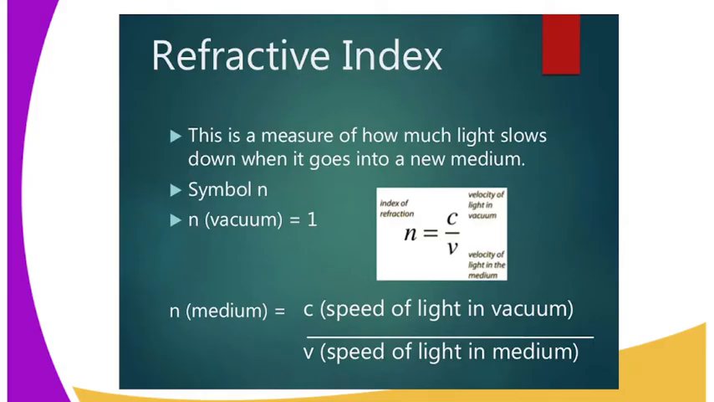What is refractive index? This is the measure of how much light slows down when it goes into a new medium. The symbol is n. One of the formulae for finding the refractive index is n equals the speed of light in vacuum over the velocity of light in the medium.